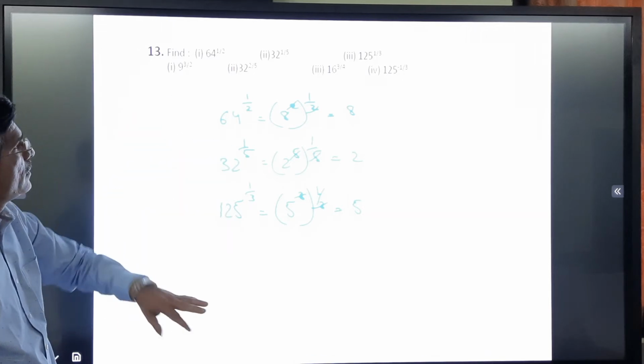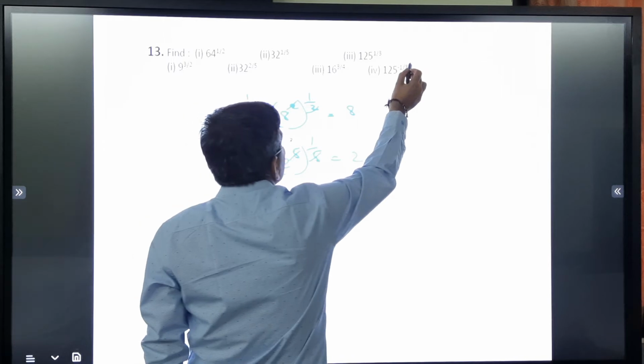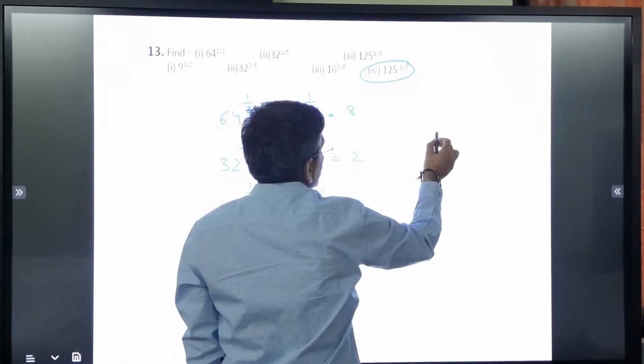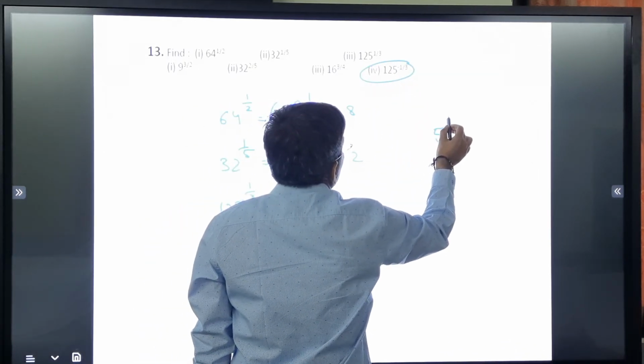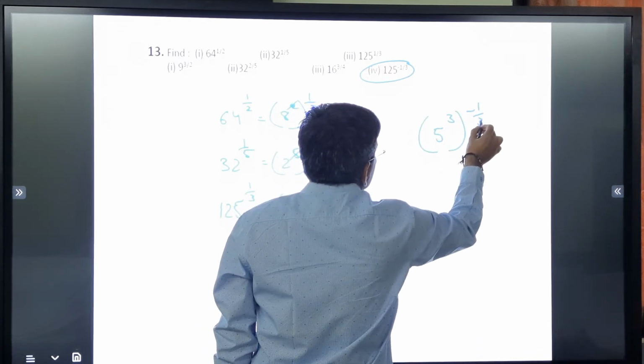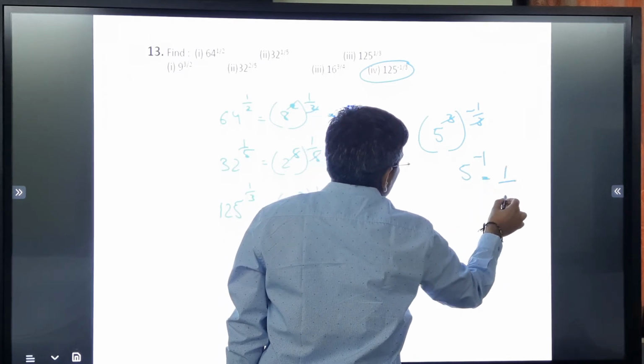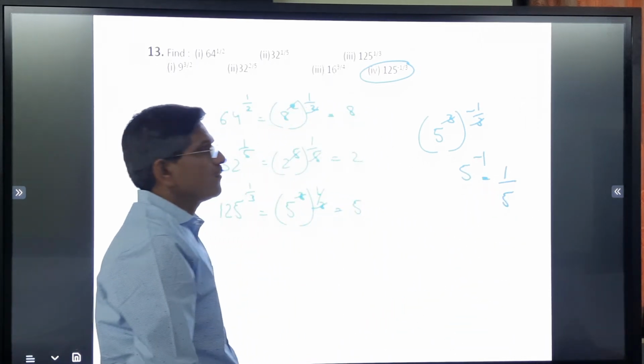So all are same type of sum. One negative type of sum that I have to solve here. So 5 to the power 3 and again minus 1 upon 3. This is cut. So 5 to the power minus 1 is there. So I have to write 1 upon 5.